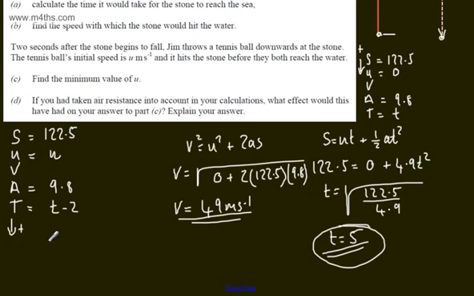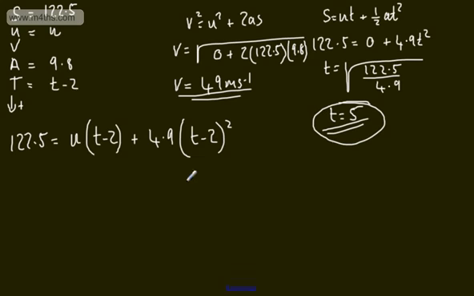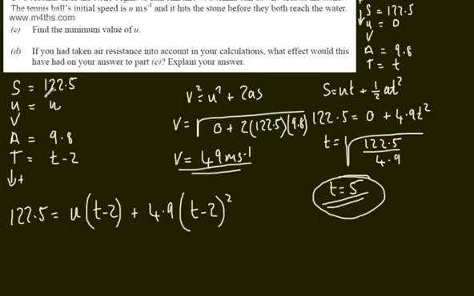So using s is equal to ut plus 1/2 at squared, we can say 122.5 will be equal to u, and then we're going to have t minus 2, and then plus half, which is 4.9, of t squared, which will be t minus 2 all squared. Now, what we can say then is we want the minimum u.